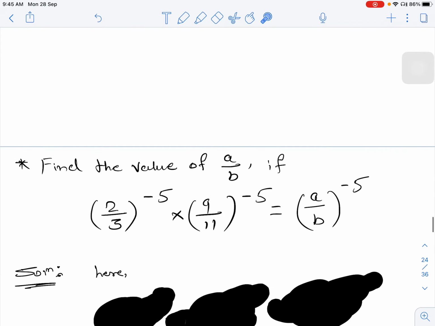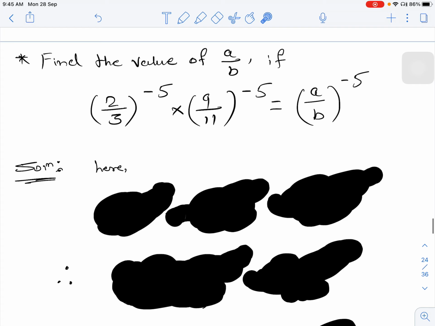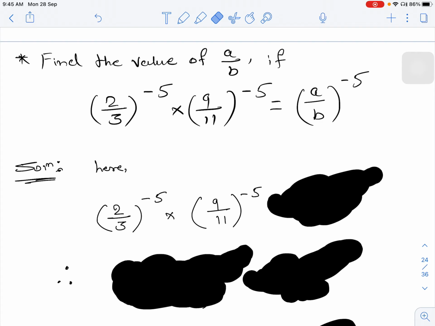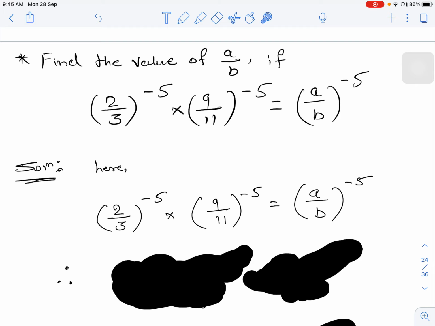So now let us consider an example. Here it is given: find the value of a upon b if (2 upon 3) raised to minus 5 into (9 upon 11) raised to minus 5 is equal to (a upon b) raised to minus 5. Okay, so now it is given that (2 upon 3) raised to minus 5 into (9 upon 11) raised to minus 5.